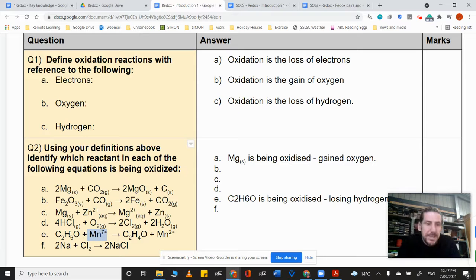Therefore, it must mean that this here is being oxidized, which it is, as we proved, because it lost hydrogen. But that's just another way of looking at it. If you can identify one of them as being reduction, that means the other thing must be being oxidized. Hopefully that makes sense to you. Have a go at the rest of them and see what you come up with, and then check your answers in the solutions.